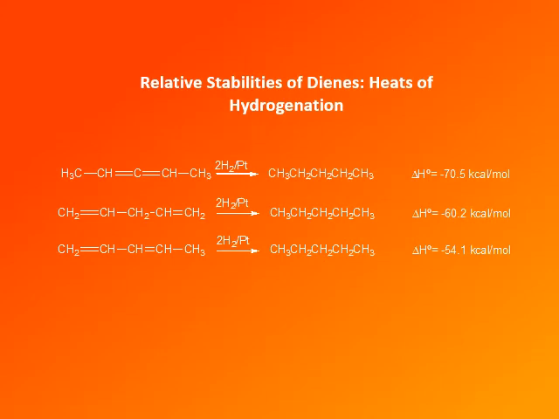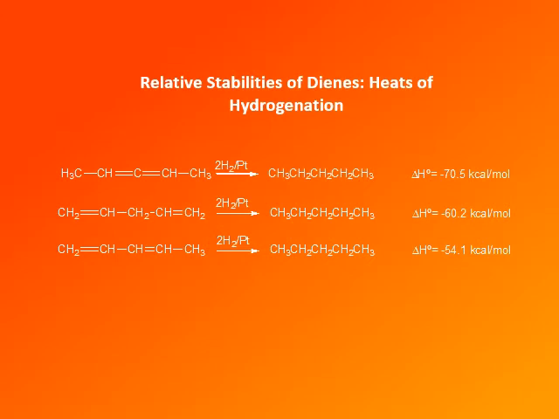Stabilities of dienes can be compared by comparing their heats of hydrogenation. In the course of a hydrogenation reaction, a double bond is hydrogenated into a single bond. So a molecule of hydrogen is added across a pi bond in the presence of a noble metal catalyst such as platinum. To compare heats of hydrogenation of various dienes, we compare dienes that give identical product.